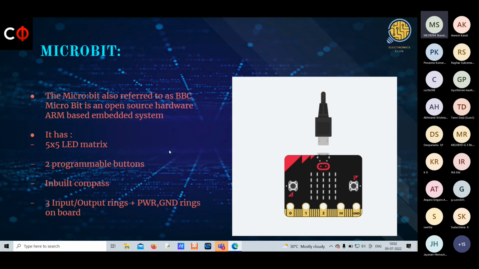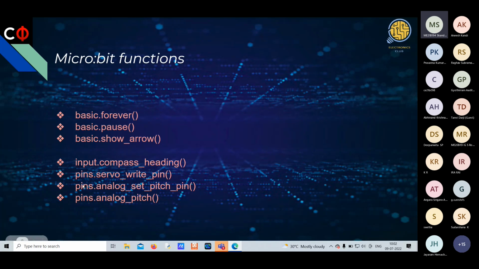So these pins can be accessed by giving the pins object name. And we can be using a servo motor that's being connected to these pins, or you can take analog output, or even give analog input, which you'd be seeing in the code. And then we can take input of the compass, the inbuilt magnetometer within the microbit, by naming the microbit object as input.